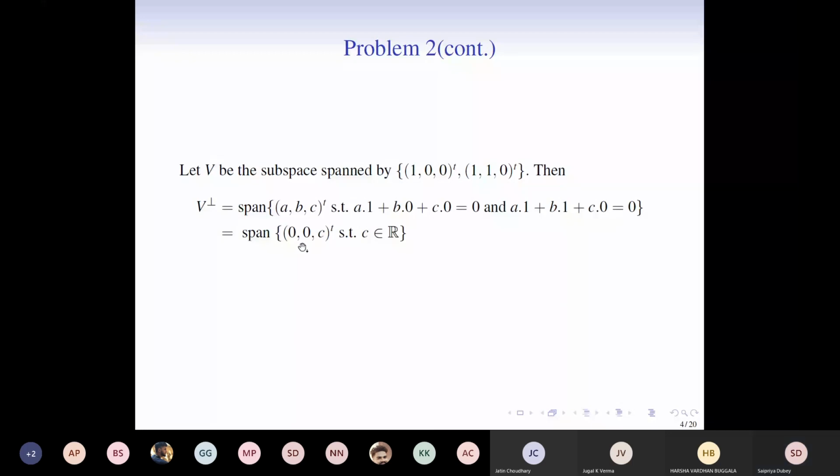It gives us this vector because A and B turn out to be 0. So V perp is exactly equal to this, and hence the span of this is the space onto which I minus P projects by the result that we saw just now. I hope that problem 2 is clear as well.